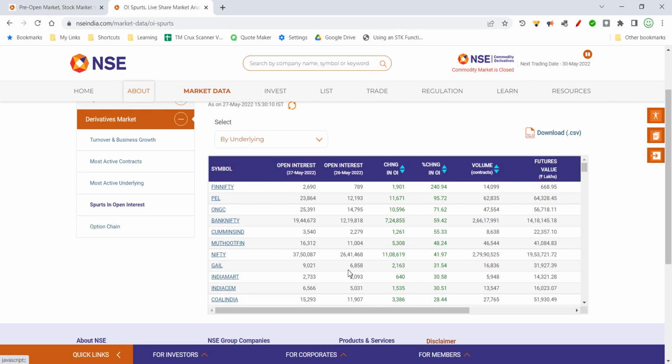This list is sorted on the percentage change in open interest. All right, I'm not going into the details of open interest. You can search on YouTube or Google what open interest is. Let's not go into the technicalities of those things over here. Our objective is basically to get the list of stocks only. So Piramal, ONGC, Cummins, Muthoot, Gale. These are the 5 stocks we should be looking at. Beyond that, no need to follow any other stocks.